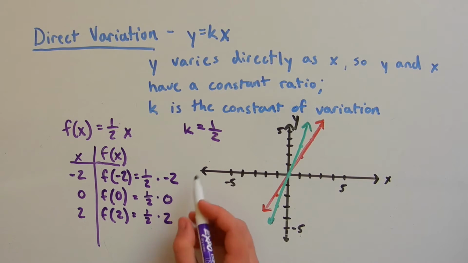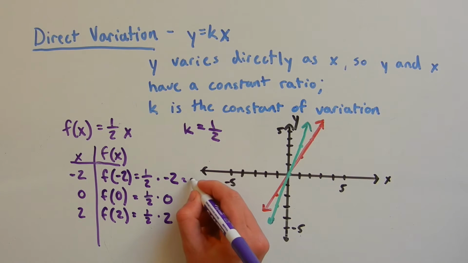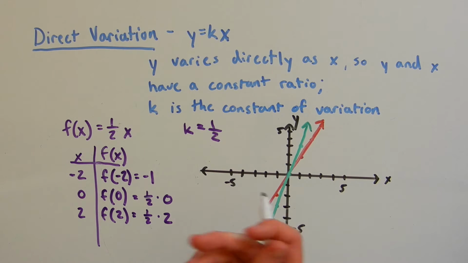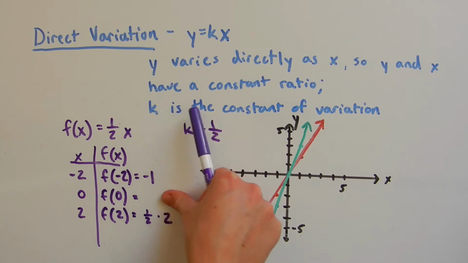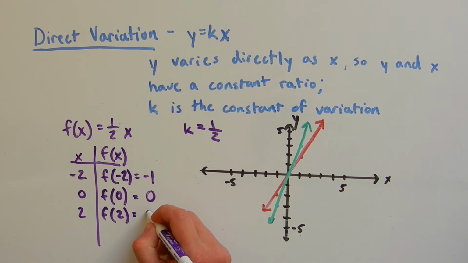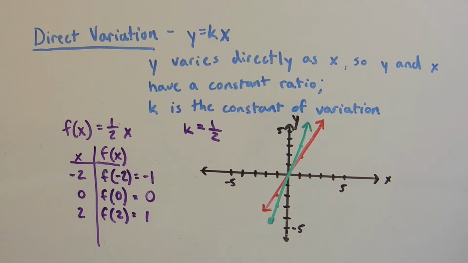1/2 times -2 is going to be -2 over +2, which we know just to be -1. 1/2 times 0, anything times 0 is 0. So f of 0 is going to be equal to 0. 1/2 times 2 is 2 over 2, which we know to be 1. So f of 2 equals 1. Let's go ahead and plot this now.